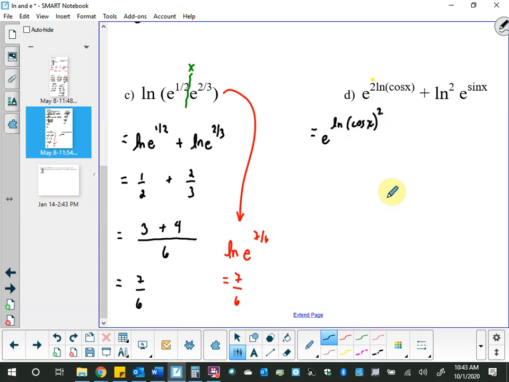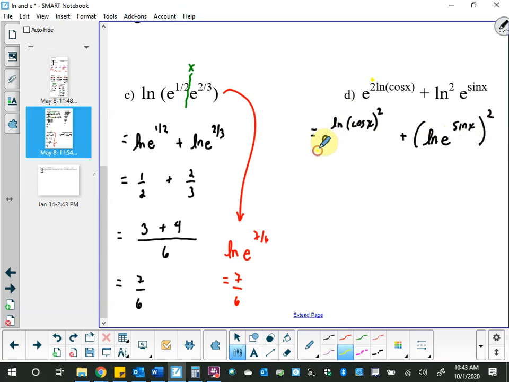So I'm going to do that. And then I'm going to explain this little 2, which is the same kind of 2 as with sine squared x or cos squared x or tan squared x. It really means that this whole quantity is being squared.